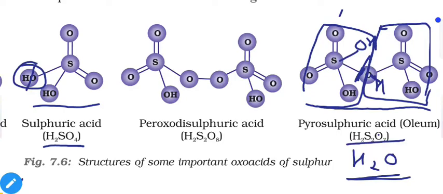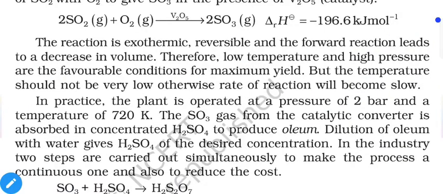So the reaction of conversion of SO2 into SO3 is exothermic, reversible, and the forward reaction leads to a decrease in volume. Therefore, low temperature and high pressure are favorable conditions for maximum yield, but the temperature should not be very low, otherwise the rate of reaction will become slow.